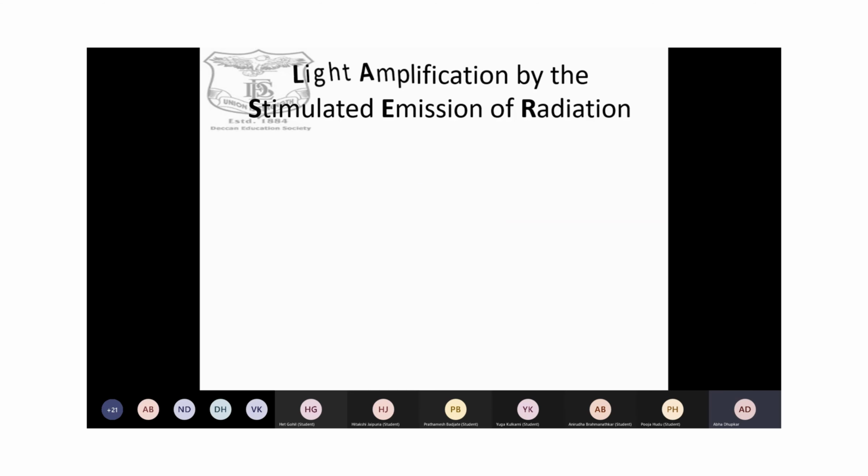So when we look at the acronym, this is light amplification by the stimulated emission of radiation. And the acronym itself tells you everything about how laser is being produced. So we have got light, a radiation which has been amplified. And how has it been amplified? By a stimulated emission of that radiation.